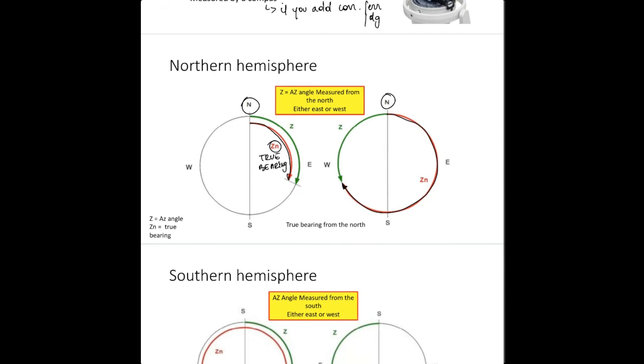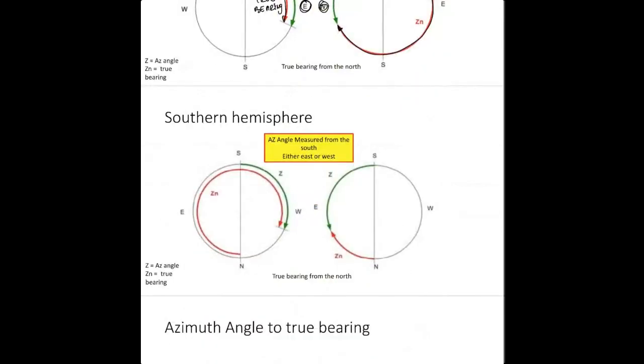The azimuth angle is always measured from the north in the northern hemisphere. That is here, and then it goes either over the east, as it does in this case, or it goes over the west, as it does in that case. True bearing always from the north, azimuth angle from the north in the northern hemisphere, and from the south in the southern hemisphere.